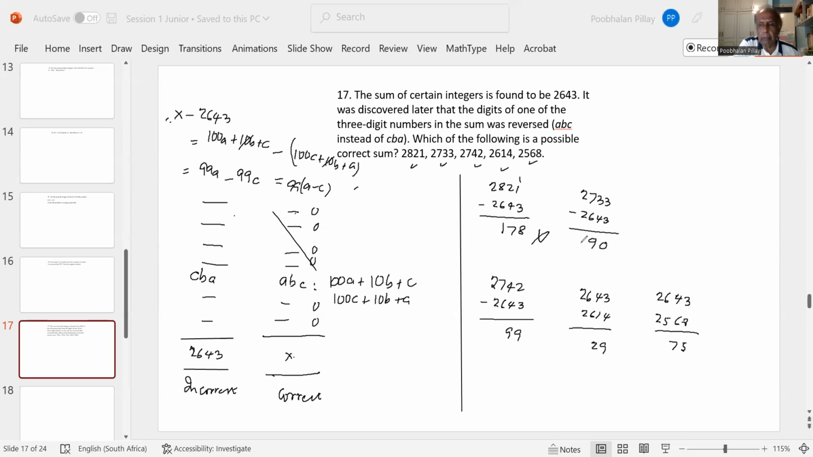Now, I've done that in all these 5 cases, as you can see. This was not a multiple of 99. It's a multiple of 9, but not 99. This certainly is not. This is not. So this is the only one which is a multiple of 99. So the x is actually 2742, and that is the correct sum. So which of the following is a possible correct sum? It is 2742.